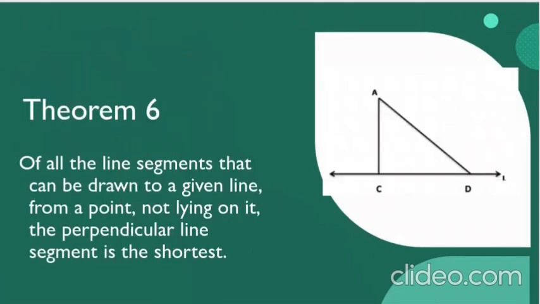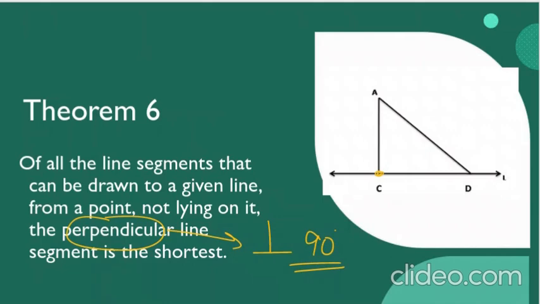Alright. The last theorem is: of all the line segments that can be drawn to a given line from a point not lying on it, the perpendicular line is the shortest. What does this mean? Understand clearly. If I have a given line, I can draw line segments from a point not lying on it. The perpendicular line segment, which makes a 90-degree angle, a right angle, will be the shortest one. That is theorem 6.